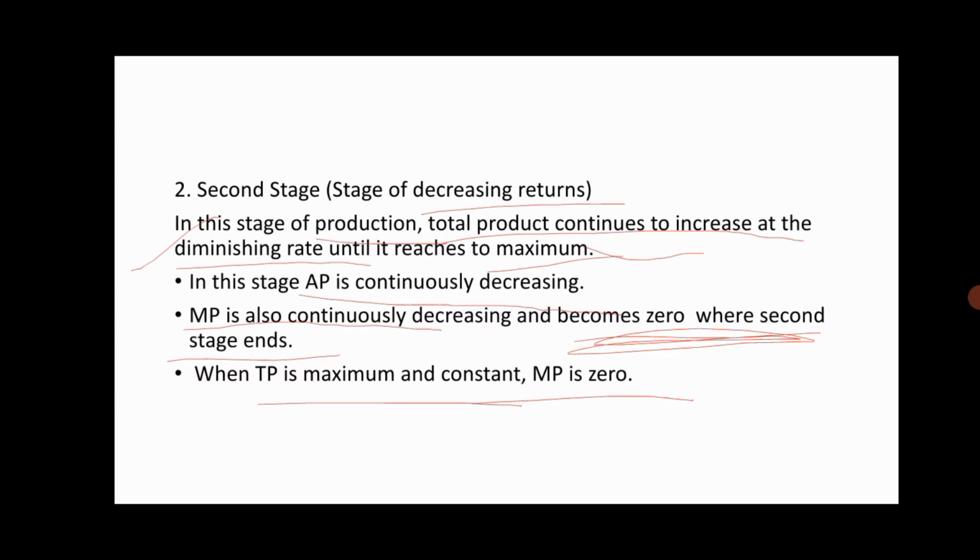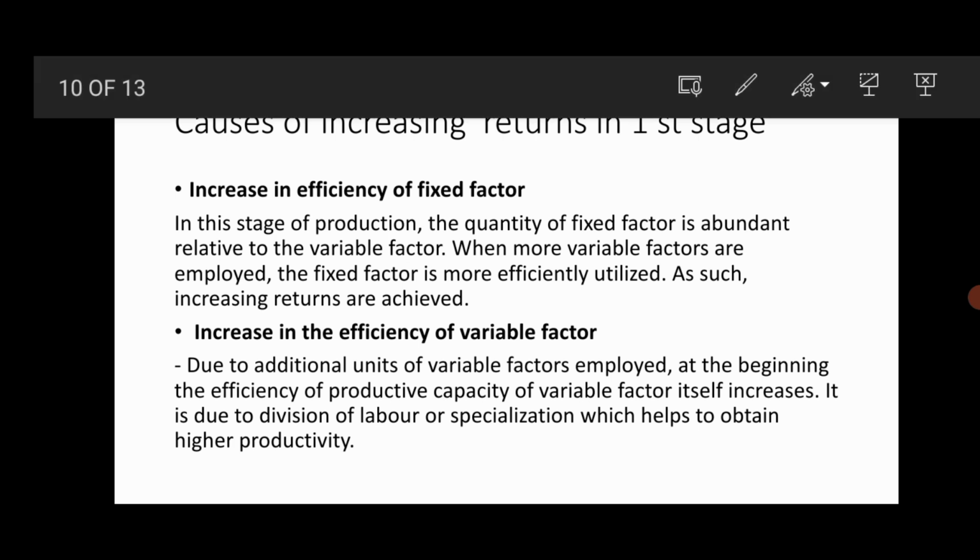So then the causes of law of variable proportion. Now what is the reason for increasing return? That is the first stage of law of variable proportion.